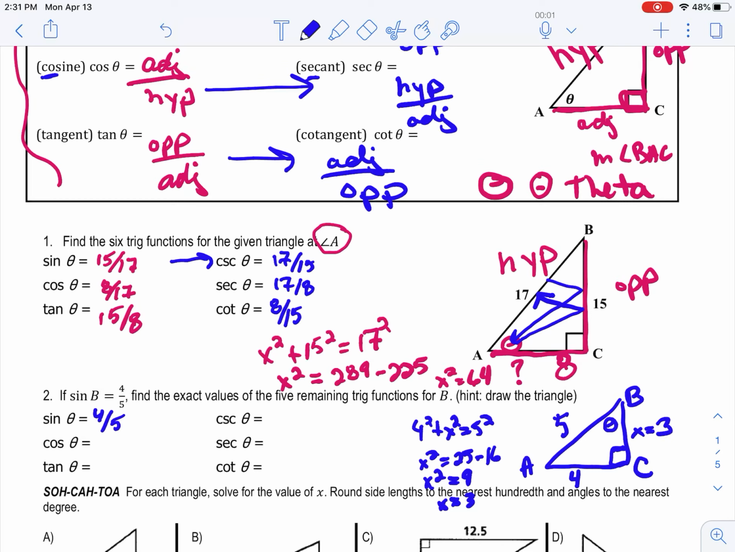So that side's 3. So now from here, my adjacent would be 3, and my hypotenuse is 5, so cosine is 3 over 5. And my tangent is opposite over adjacent, so I would have 4 over 3. And then to do my reciprocals, I'm just going to flip these over. So 5 over 4, 5 over 3, and 3 over 4. Okay.